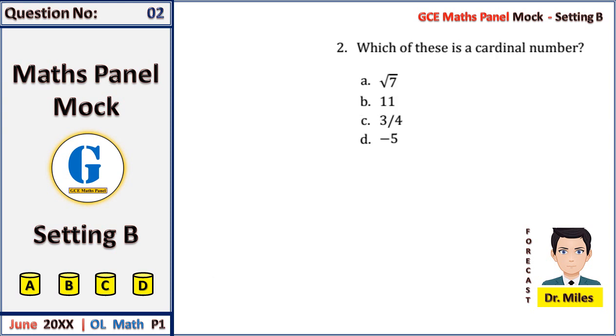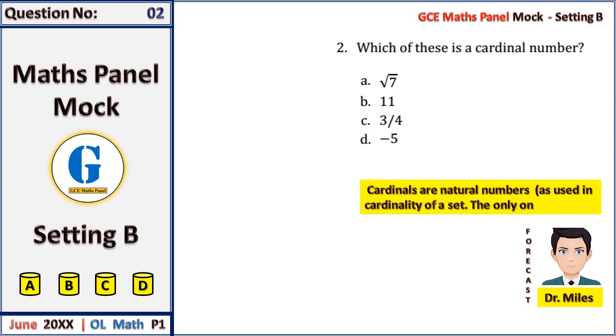Question 2. Which of these is a cardinal number? Cardinals are natural numbers as used in the cardinality of a set. The only one here is 11. So the only cardinal number here is 11.